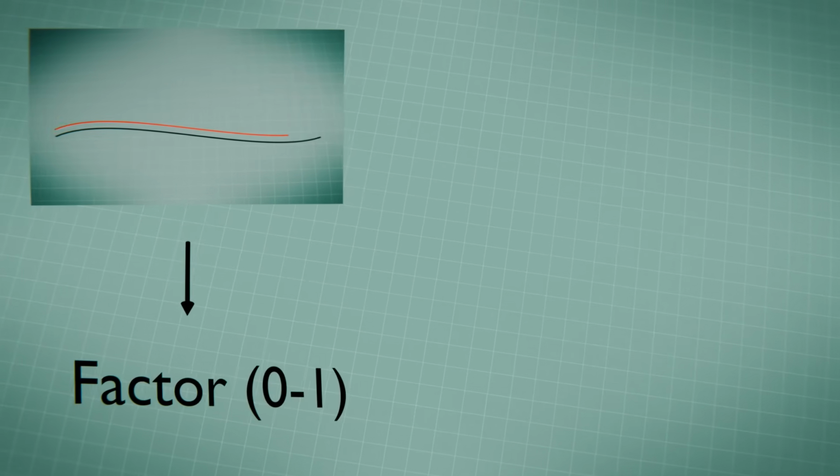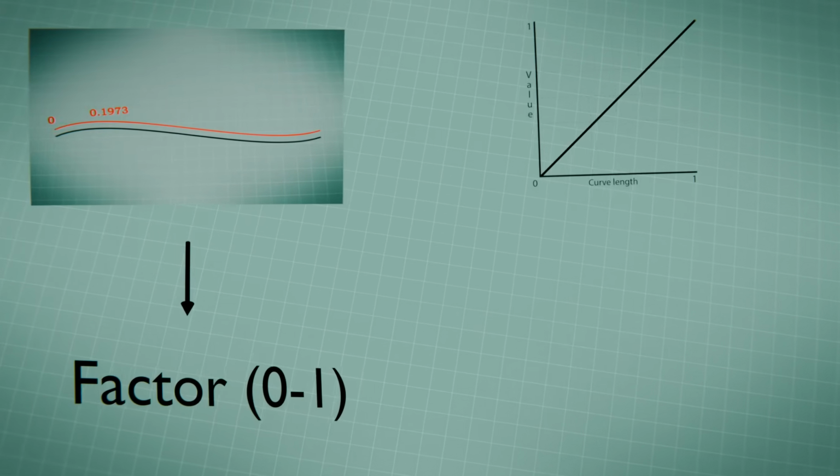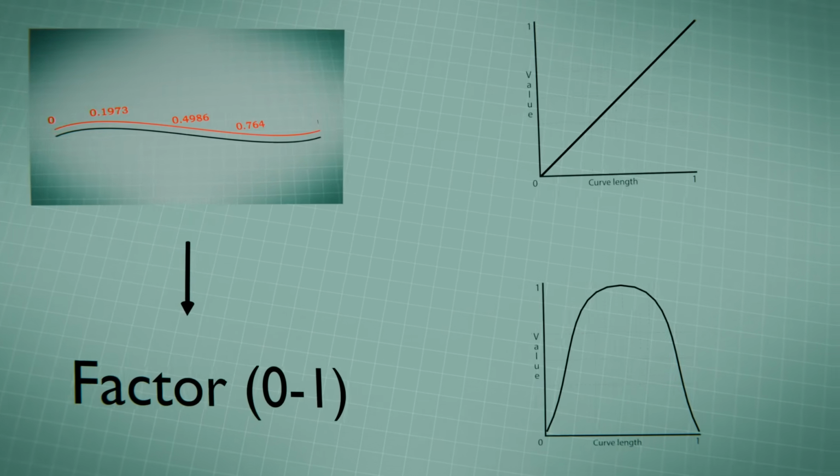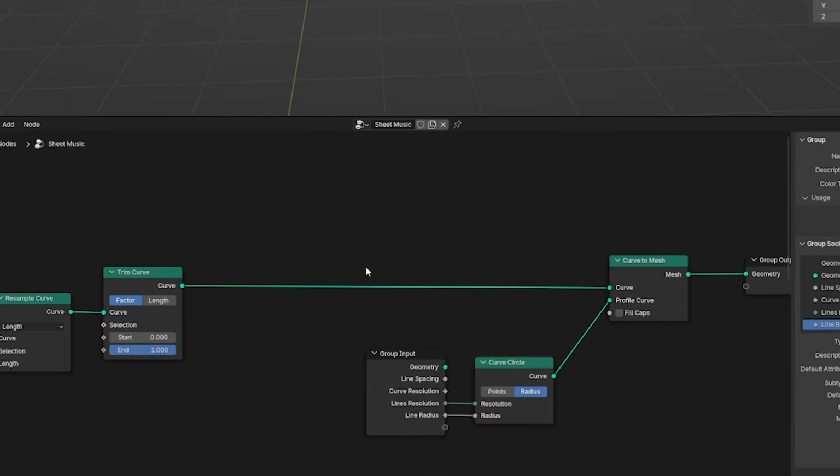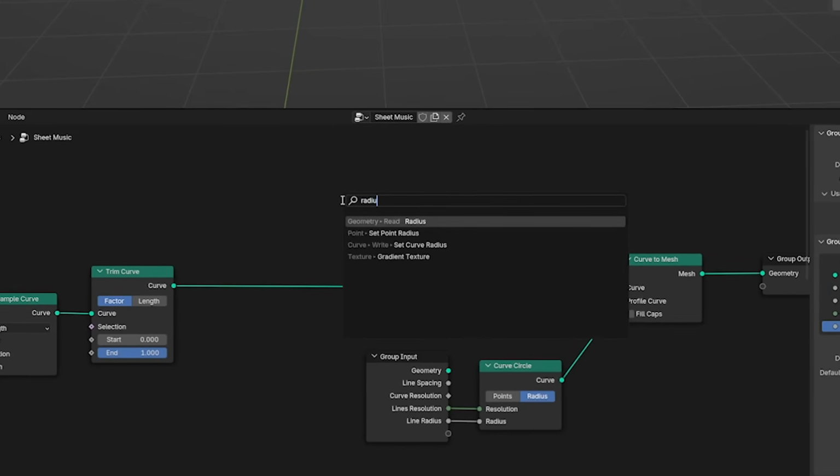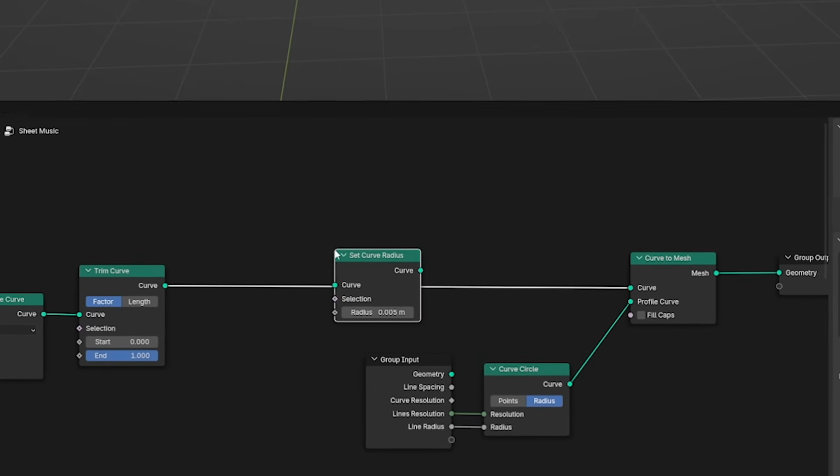So if we can take this factor and remap it, so instead of going from 0 to 1, it goes from 0 to 1 and then back to 0, and then use that value as our radius, the curve's thickness is going to start at 0, get thick at 1, and then towards the end go back to 0, so we get our taper effect. Let's do that. In between my trim curve and curve to mesh nodes, I will add a set curve radius node, because we need to do this before we convert a curve into a mesh. It's not going to work on a mesh.